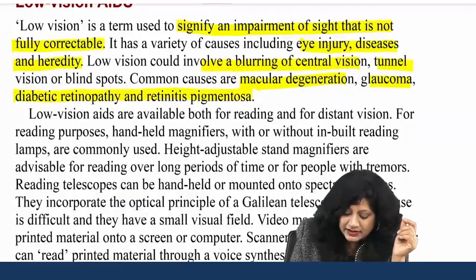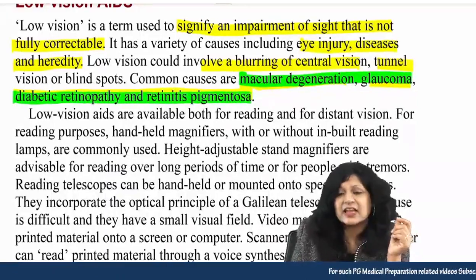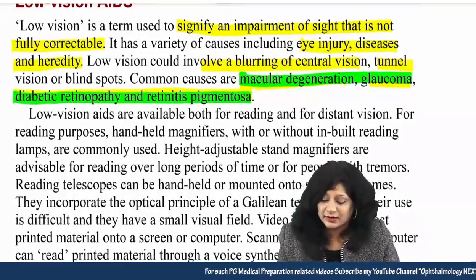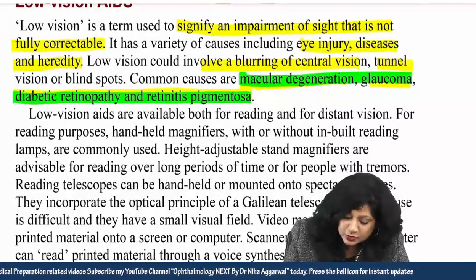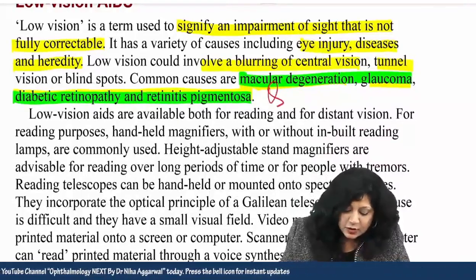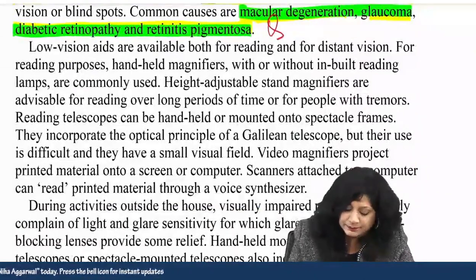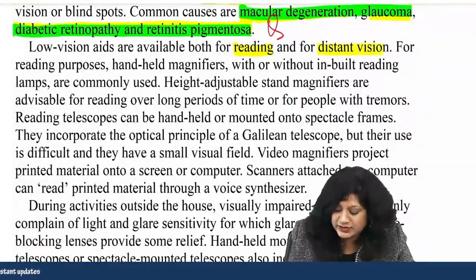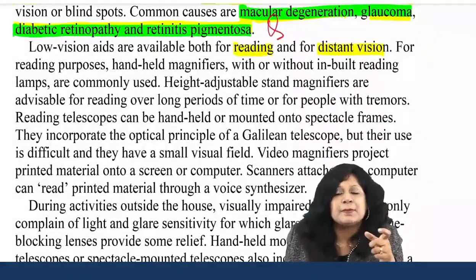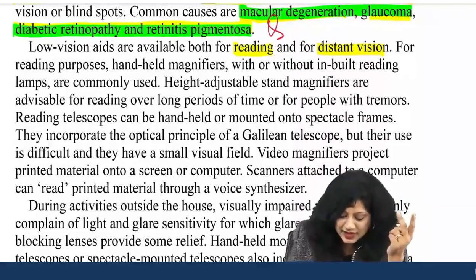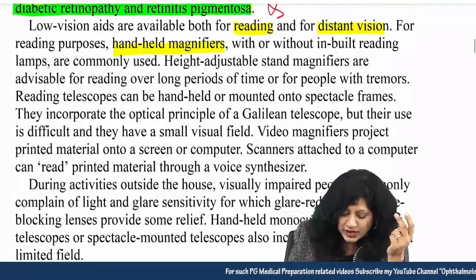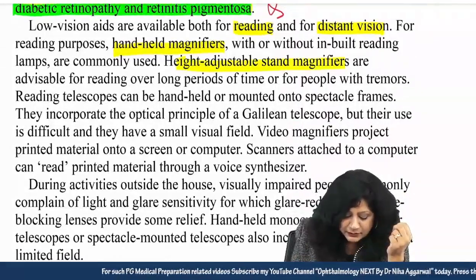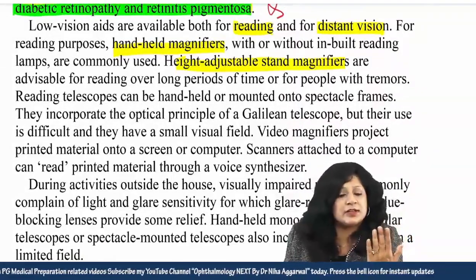So another important question is that the low vision aids are used in macular degeneration, glaucoma, diabetic retinopathy and retinitis pigmentosa. So again an important one. Now low vision aids are available both for reading as well as for the distance vision. For reading purposes, we are giving the handheld magnifiers, and we also have the height adjustable stand magnifiers which are available, because it's not always possible to hold that magnifier in the hand.